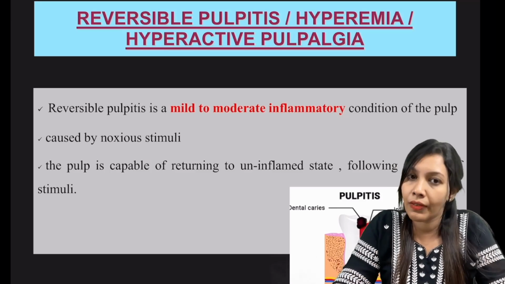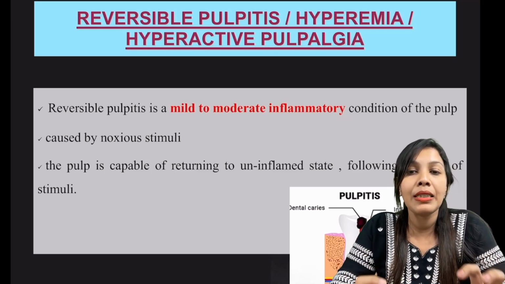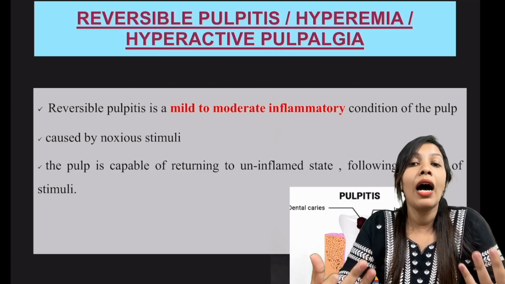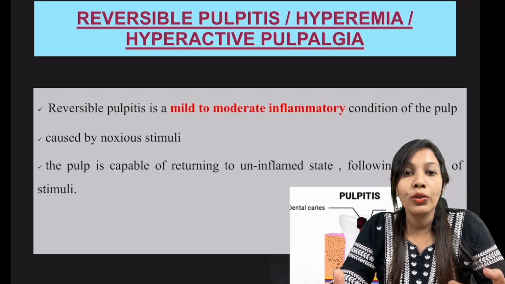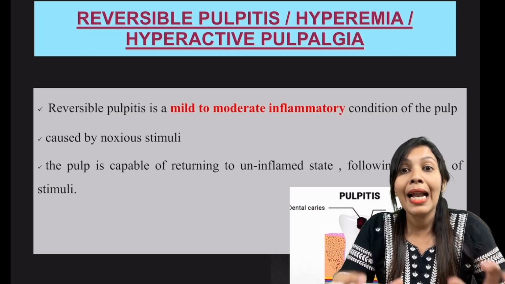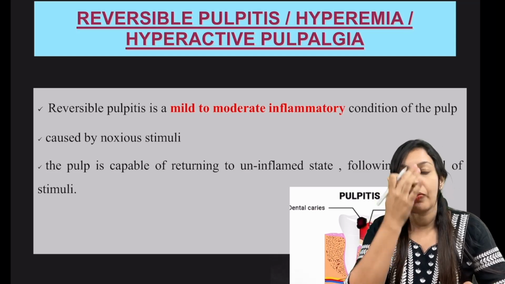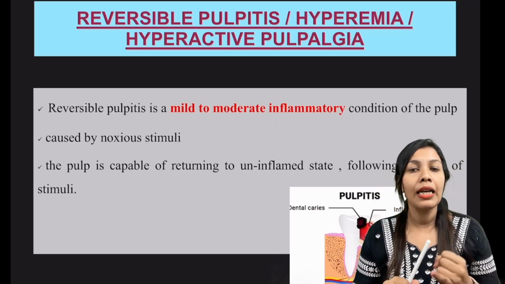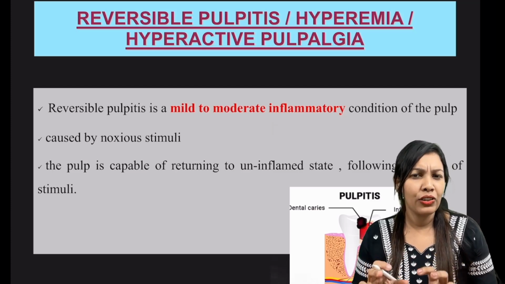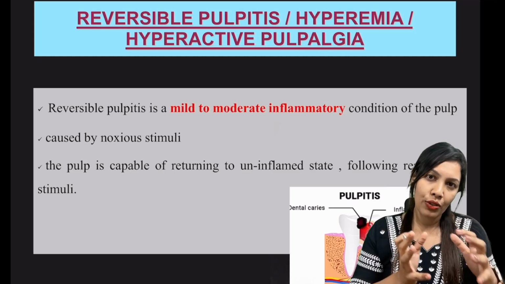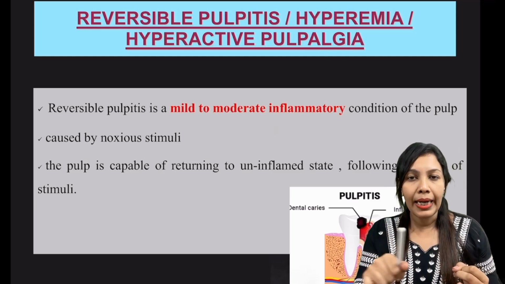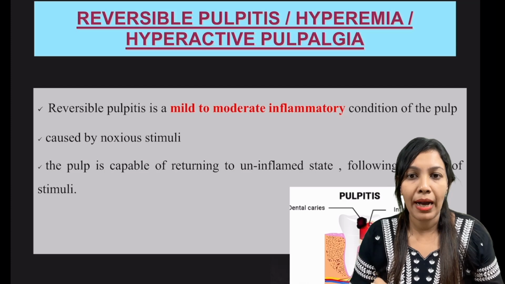That is reversible pulpitis, where the pulp is able to return to the uninflamed, healthy state once the stimulus is removed. That is what you need to keep in mind. Because mild to moderate inflammation is seen, one, it can come back to its normal state. Two, there are three important names that you have to keep in mind.